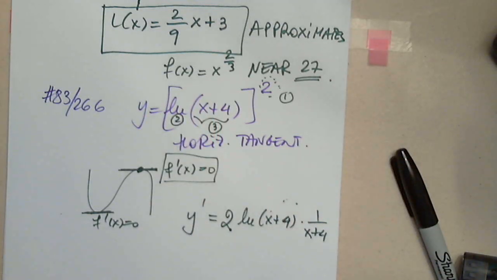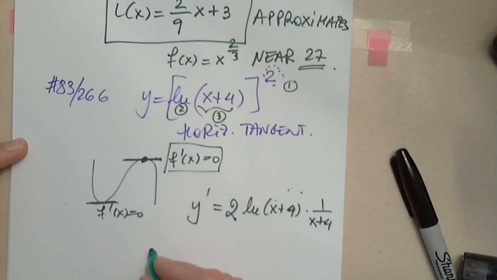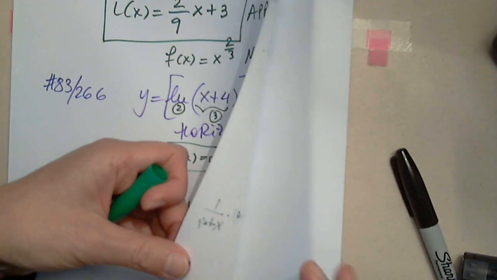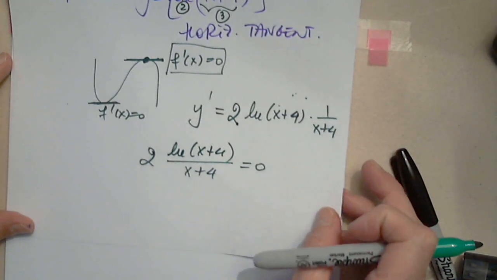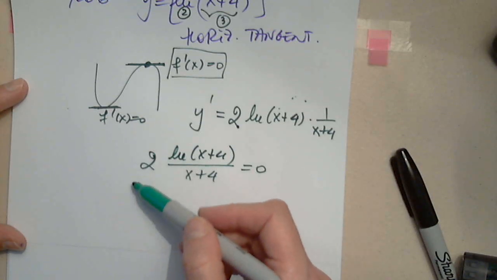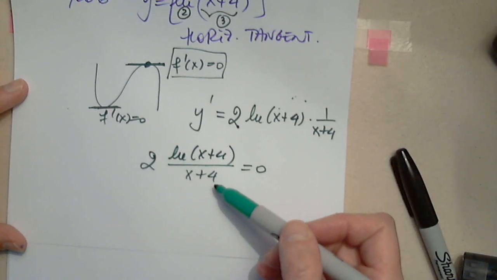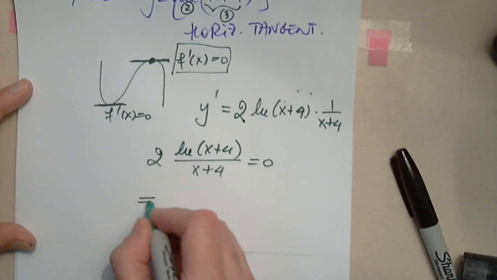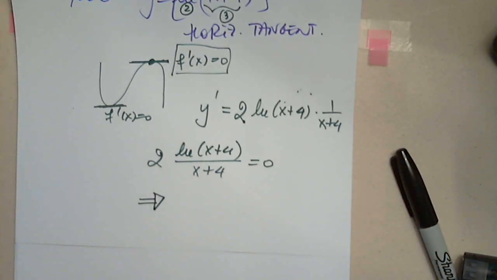So we want to set this equal to 0. 2 natural log of x plus 4 over x plus 4 equals 0. Then 2 will never be 0. X plus 4 cannot be 0. Of course, it will be undefined. So what equation do I need to solve from here?